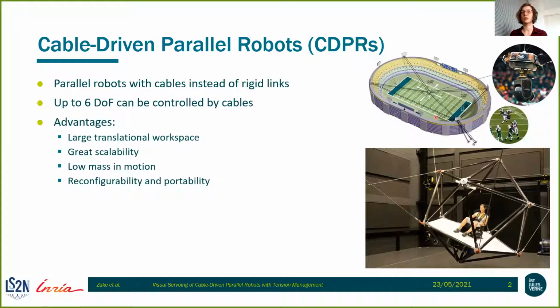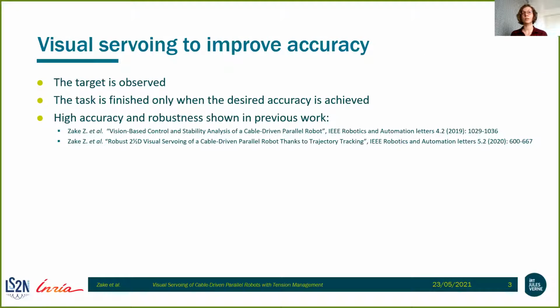For example, here you can see a SkyCam, which gives immersive views of sports games, or here we see a CDPR used for virtual reality applications. Of course, there are some drawbacks for CDPRs, and one of the main ones is the lack of accuracy. It's possible to deal with this drawback with visual servoing.